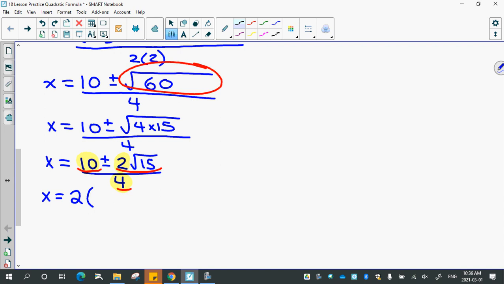I would do 10 divided by 2, which gives me 5, plus or minus. So now this part's a little trickier, but what do you think 2 root 15 divided by 2 would be? So I'm doing 2 root 15 divided by the 2 that I'm factoring out. Yeah, just root 15, because the 2's divide out. 2 divided by 2 is 1, so we're just left with root 15 here. All over 4.